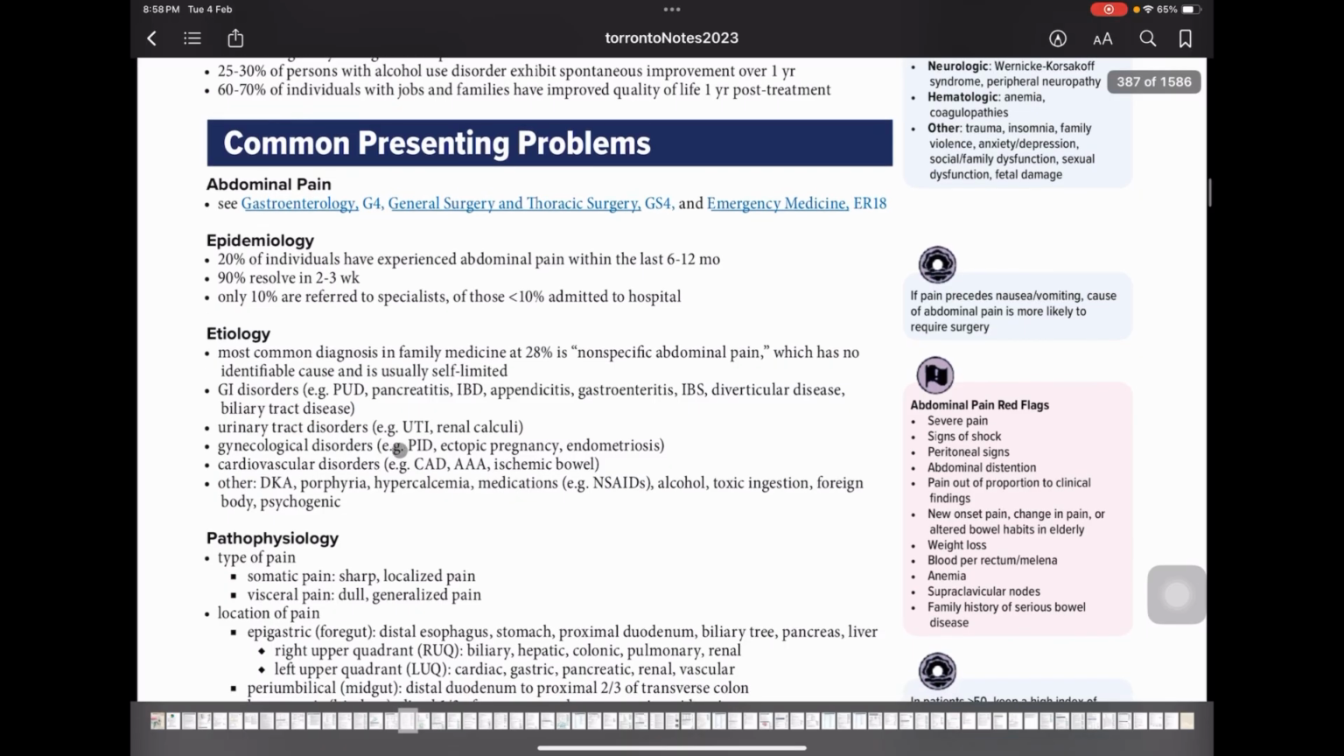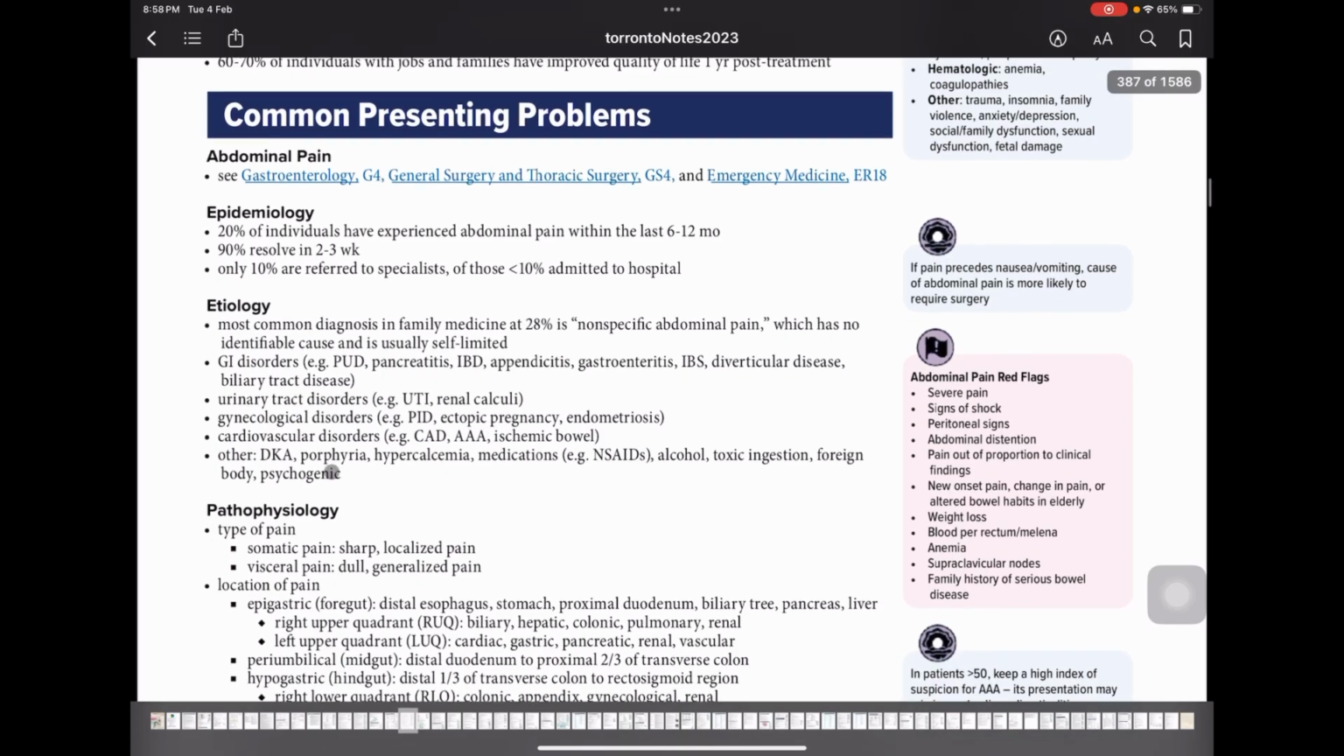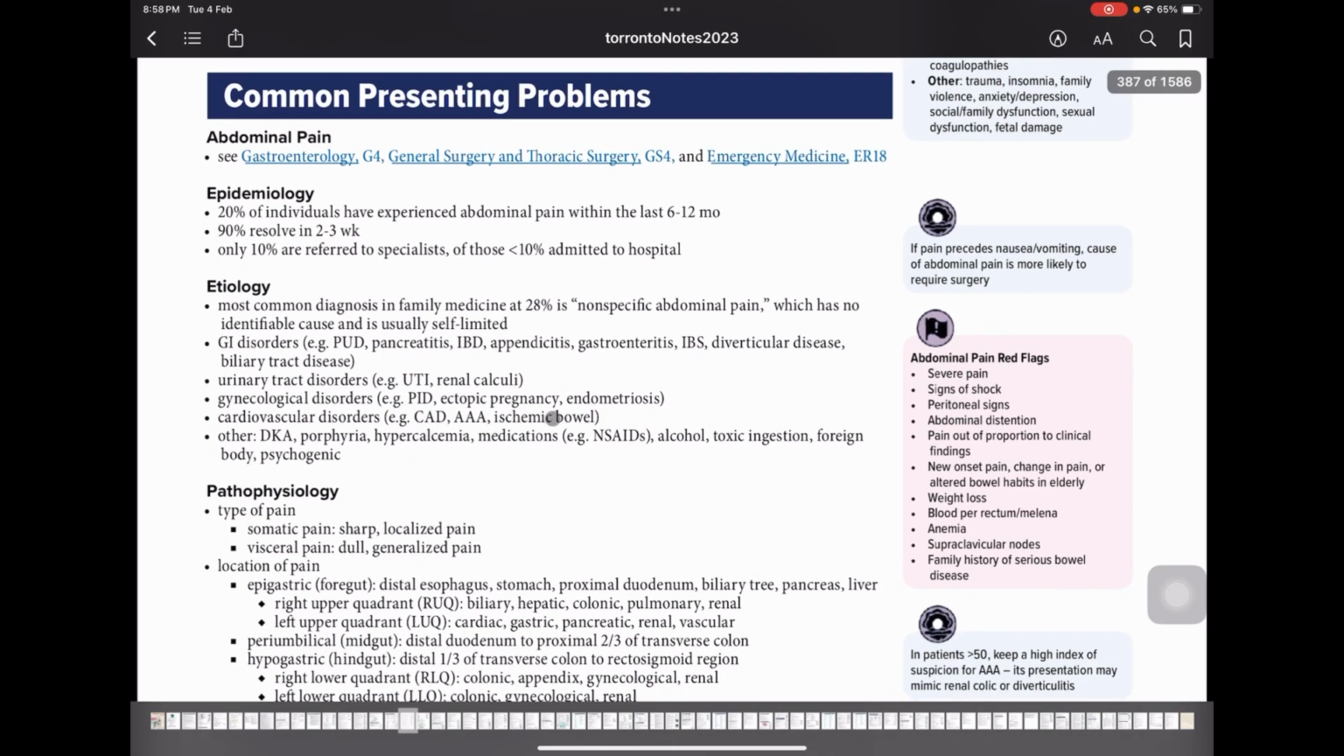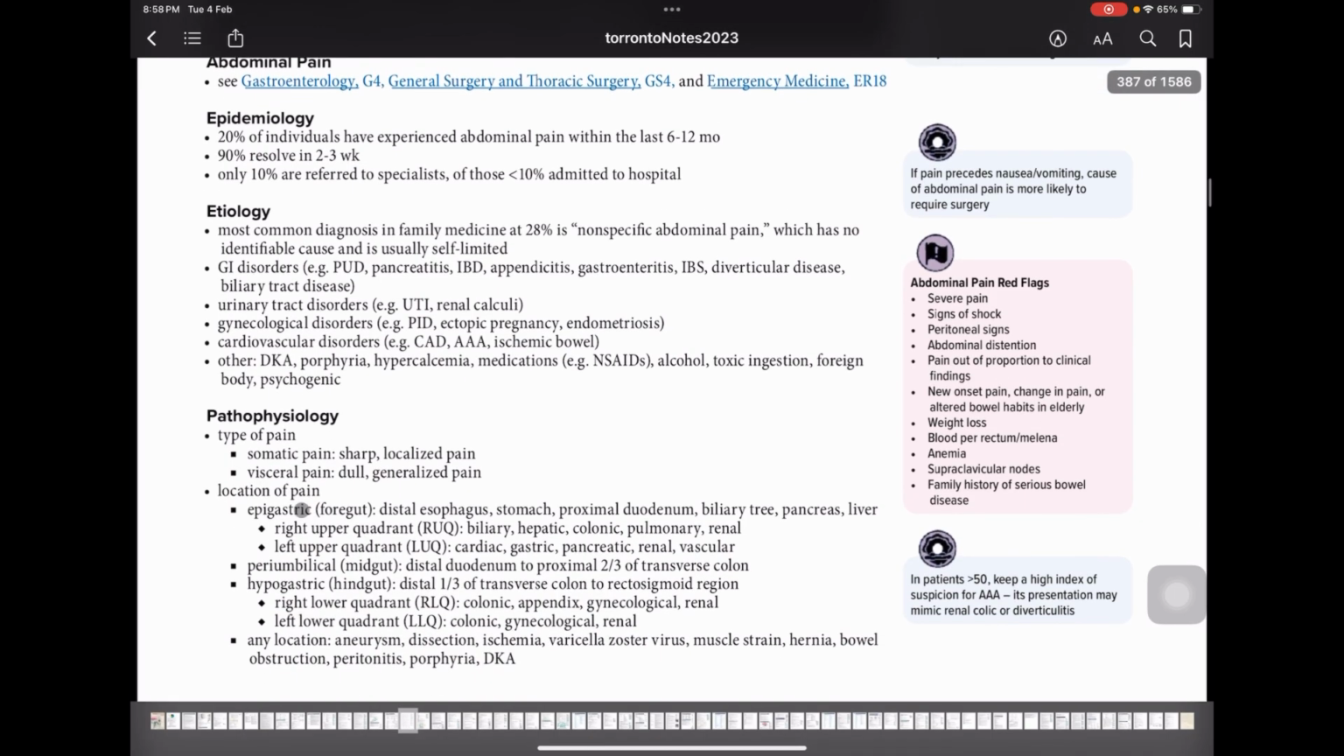UTI is one of the most common causes, then renal calculi, gynecological causes like PID, ectopic pregnancy, endometriosis, and cardiovascular conditions like coronary artery disease, abdominal aortic aneurysm, and bowel ischemia. Other causes include DKA, porphyria, and hypercalcemia. Medications like NSAIDs can cause it, as can alcohol, toxic ingestion, foreign body, and psychogenic causes. These are all the causes, of which the most common are GI, urinary, gynecological, and cardiovascular. So you can divide it systematically.